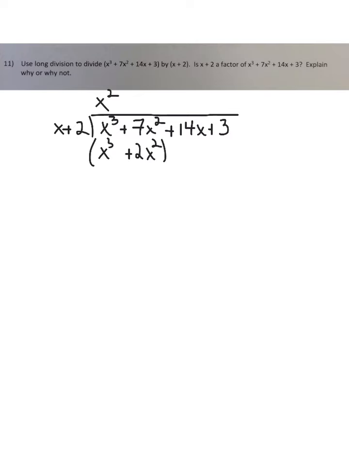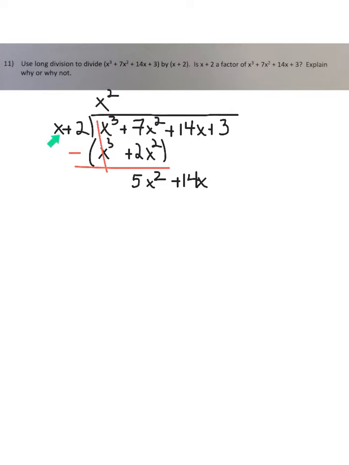Okay, so remember what you're really doing here is we are subtracting. I am going to do x cubed minus x cubed, which I know cancels out. All right, then the next thing I'm going to do is I'm going to do 7 minus 2. And when I do 7 minus 2, I get 5x squared. And then I'm going to bring down the next term, which is 14x.